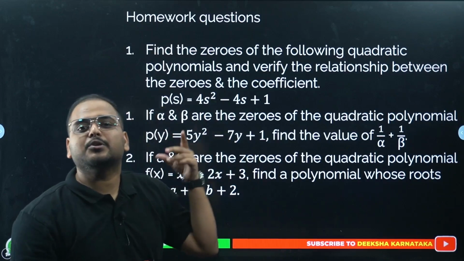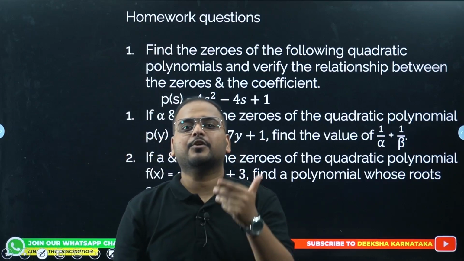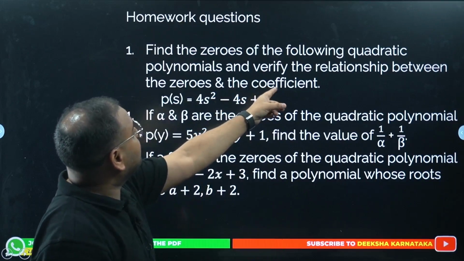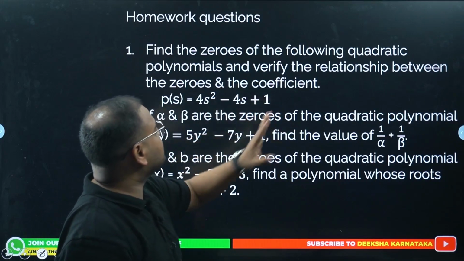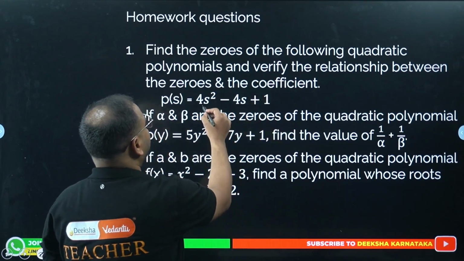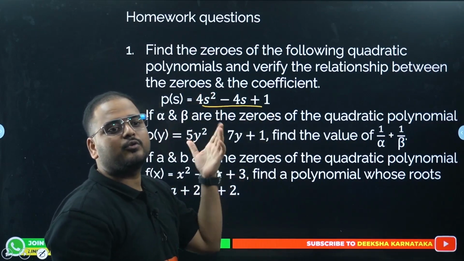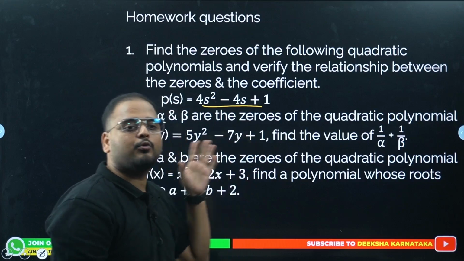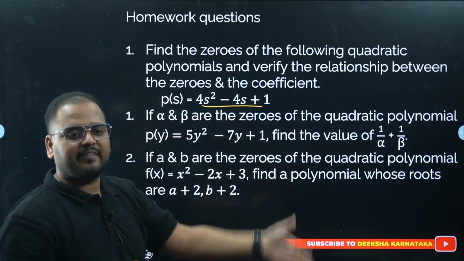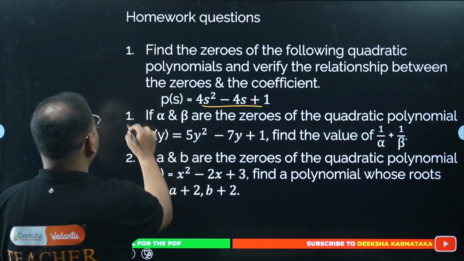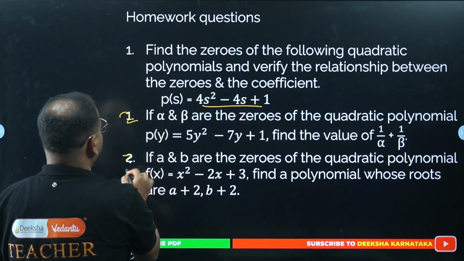Let me just quickly explain the questions so that it will be easier for you to give your try. Find the zeros of the following quadratic polynomials. Verify the relationship. This is given. Factorize this. Get the roots and use the formula minus b by a, c by a to compare the coefficients and say it is verified. Okay. First one is the simplest question ever. Okay, this is 2 and this is 3.